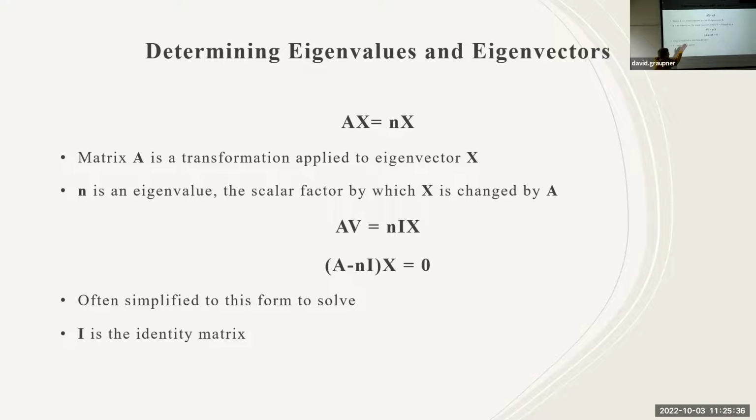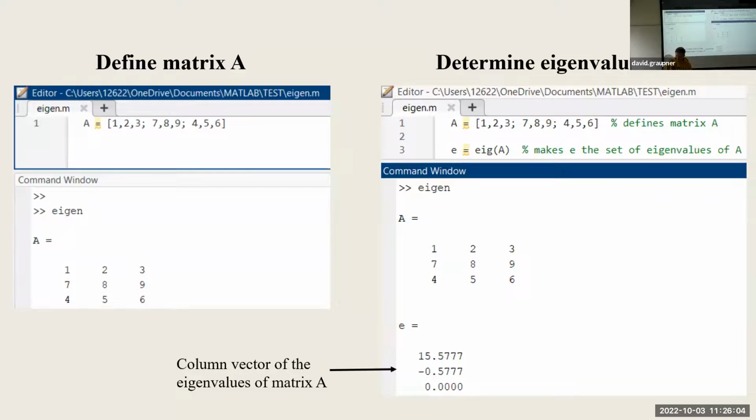So if they change at the same rate, then if we multiply the eigenvalue by the identity and subtract that from A, apparently, if you multiply that by the eigenvector, that will be 0. So let's explore, shall we?